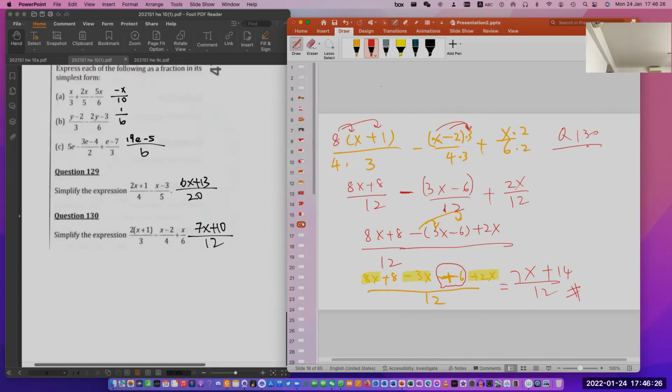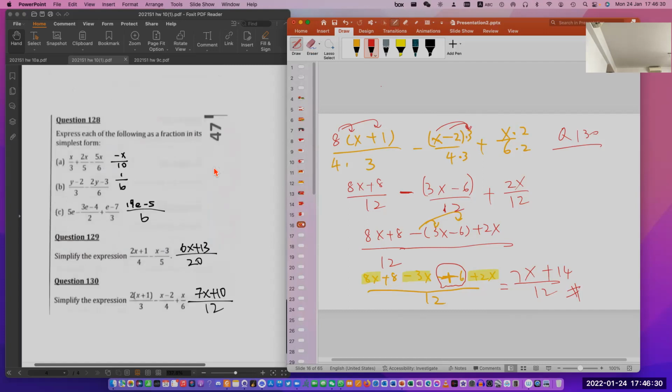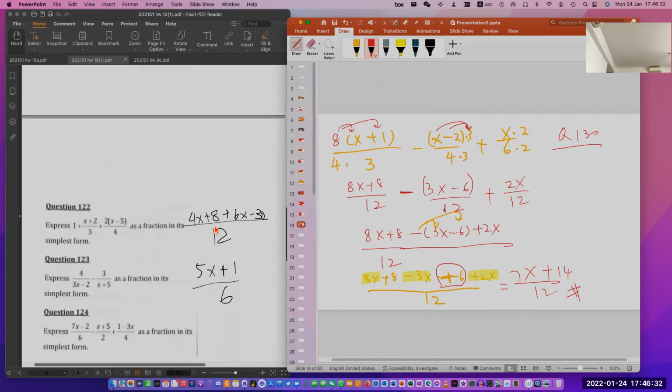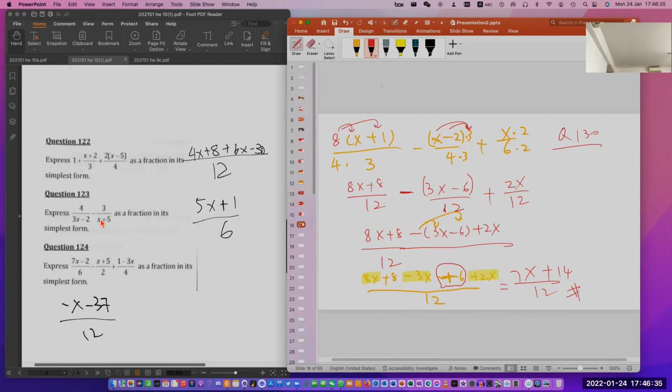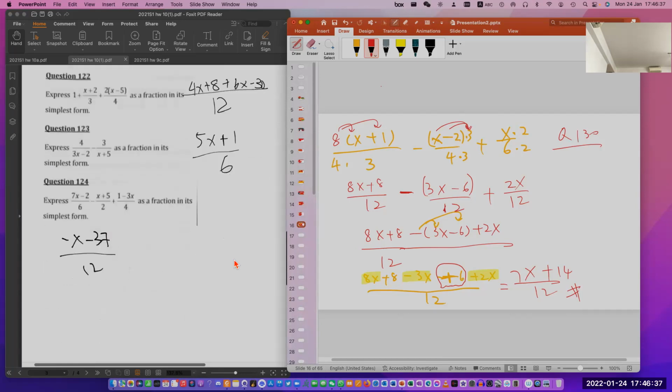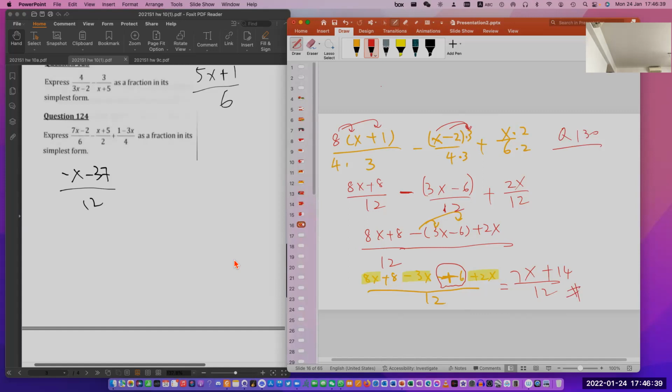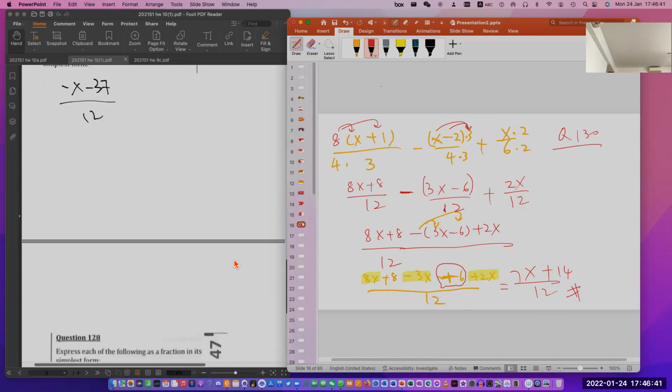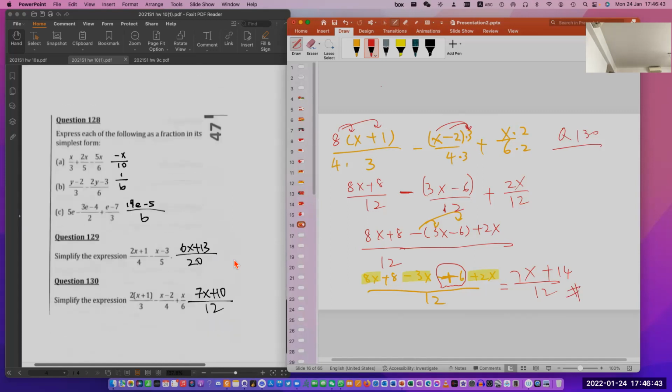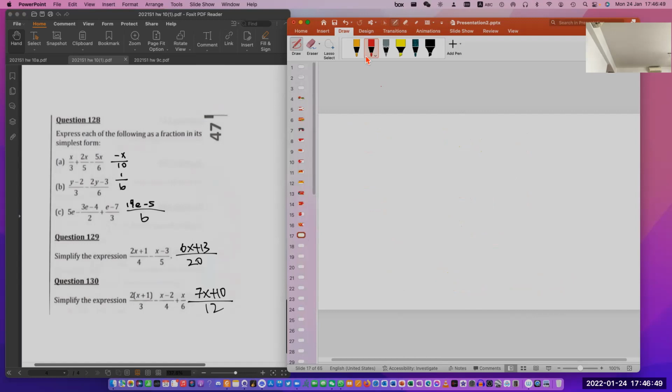Okay. Let me just do one more, because I see that all these fractions, expressed into simplest form, are kind of repeated. Okay, same concepts but repeated, more exercise for you only. Let me just pick 128b. Okay, let me show you 128b.